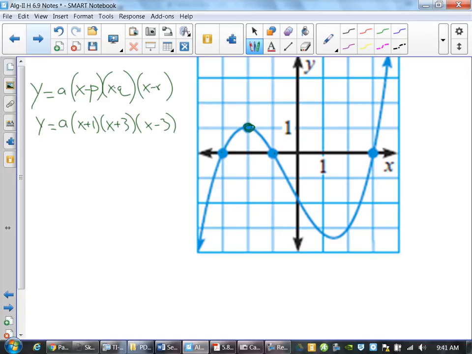And now we have this lowly little ordered pair here. That ordered pair is at what? -2 and 1? Which tells me what's your x value and your y value. Solve for a. 1 equals a times -2 plus 1, -2 plus 3, -2 minus 3.